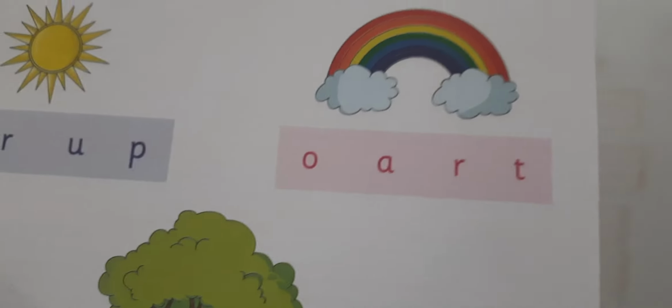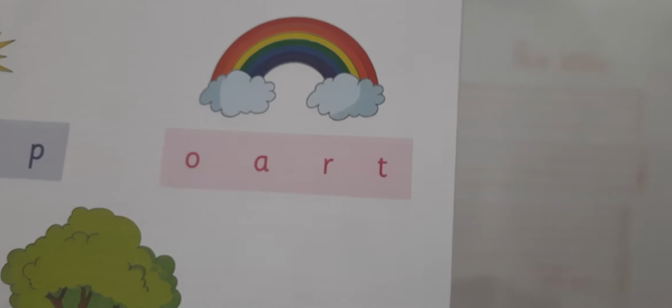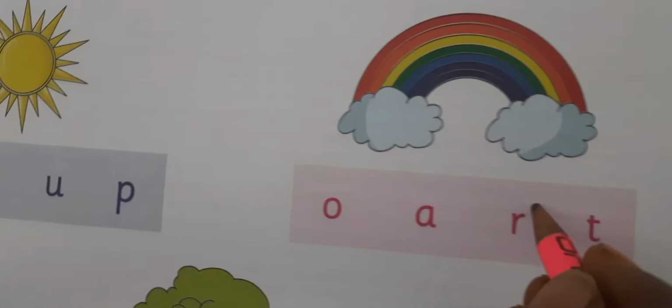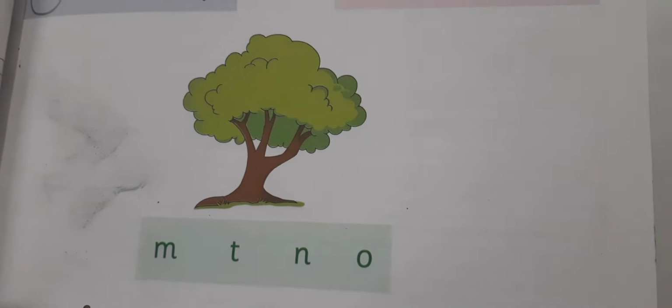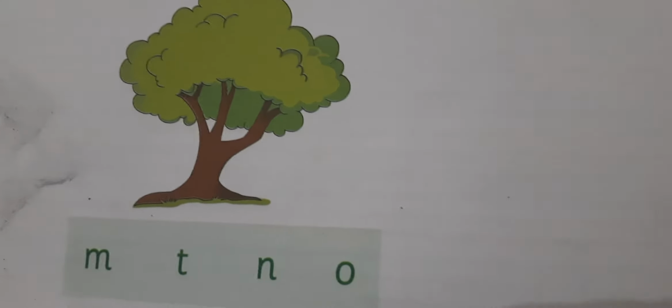Okay, then rainbow, R for rainbow. So circle the letter R. Okay, children? Yes, then which picture is this? This is the tree. Yes, M for tree? No, T for tree. So circle the letter T.